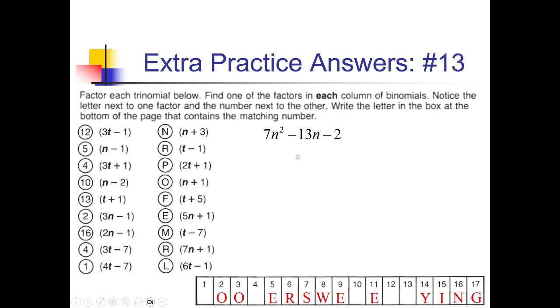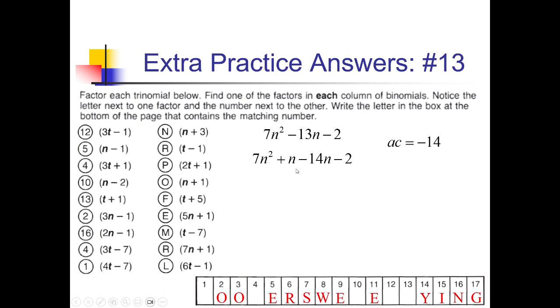For number 13, I have an AC value of 7 times negative 2 for negative 14. So factors of negative 14 that add up to negative 13, well, that's actually not so bad. That's just going to be 1 and negative 14. So let me split this negative 13 up into a plus n and a minus 14n.